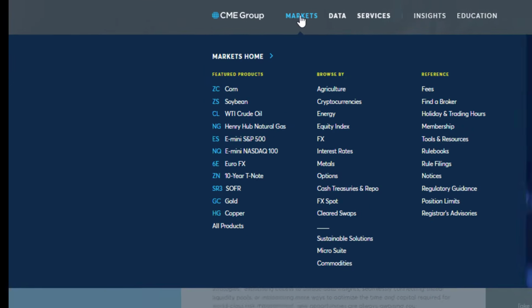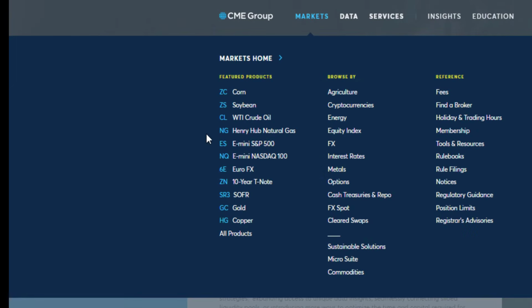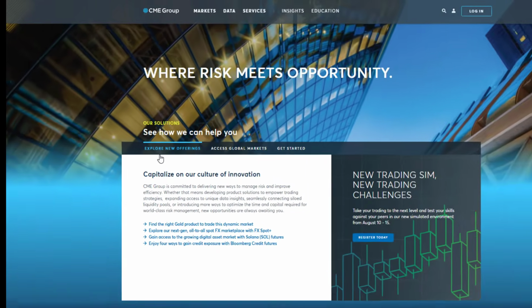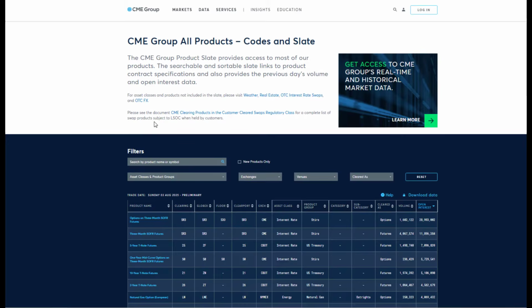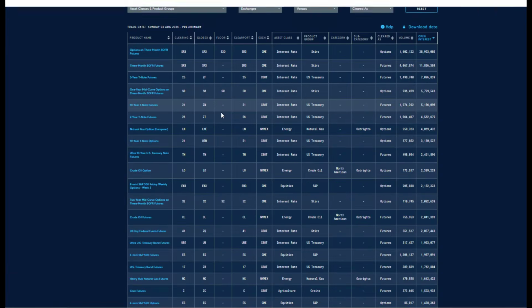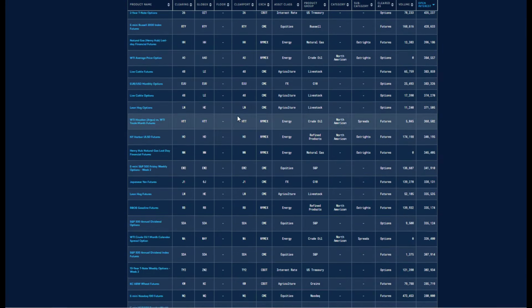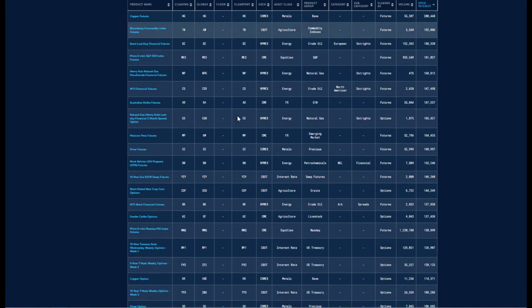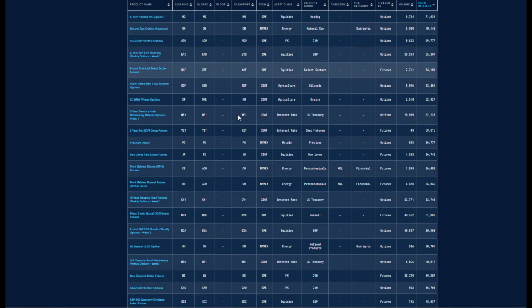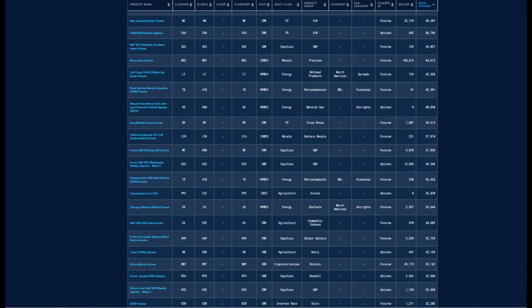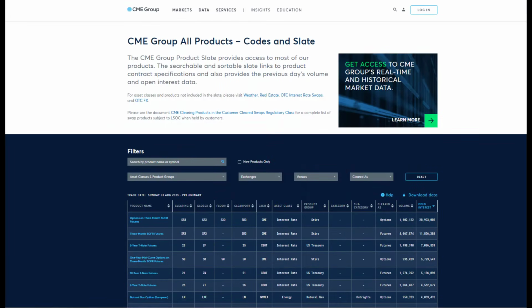So a brief look at the CME and what products it can offer. Their website is well worth a visit if you want to learn more about futures, but as we can see here, just a really quick overview of the sort of markets they offer. You can see a list of major popular ones down there on the left: corn, soybeans, crude oil, S&P 500, but you can also see the sectors, areas that are involved with agriculture, energy, equity indices, FX, interest rates, metals, options, a whole host of futures markets that you can trade.